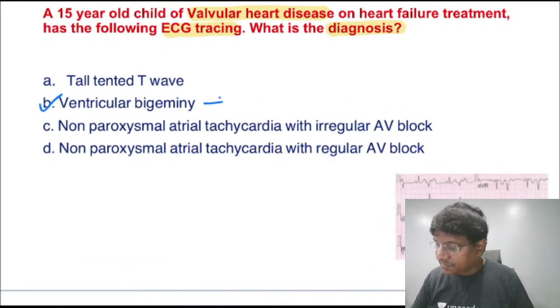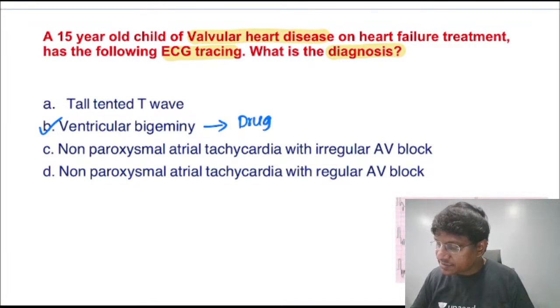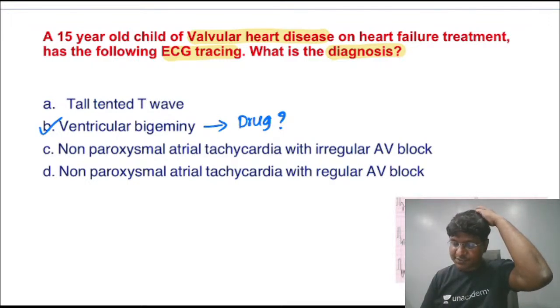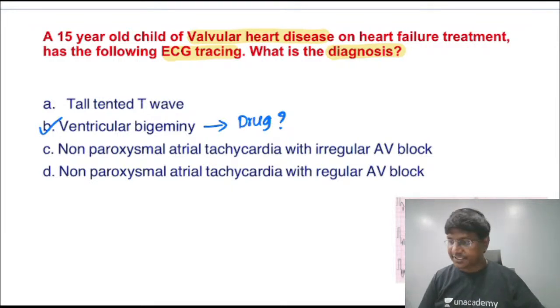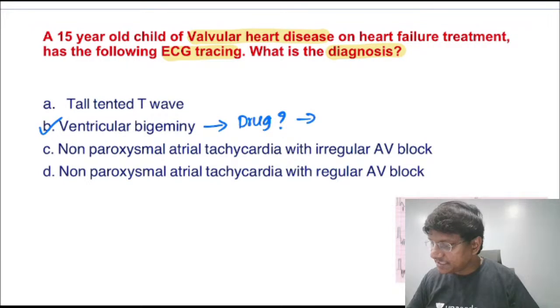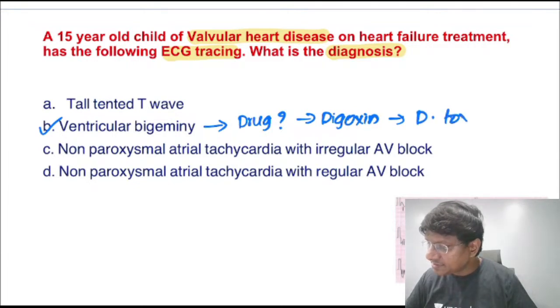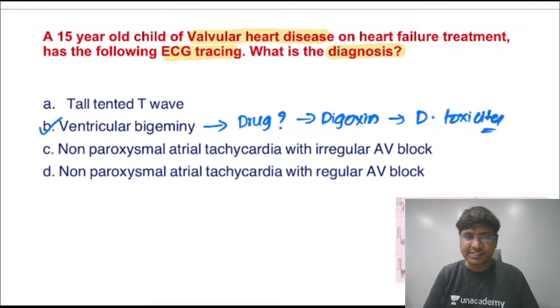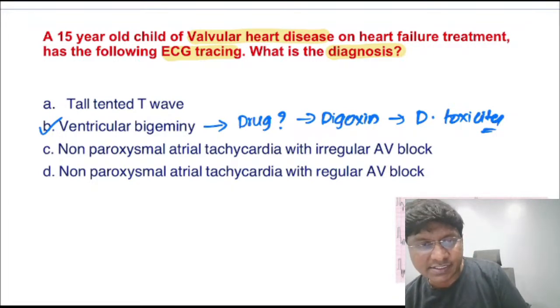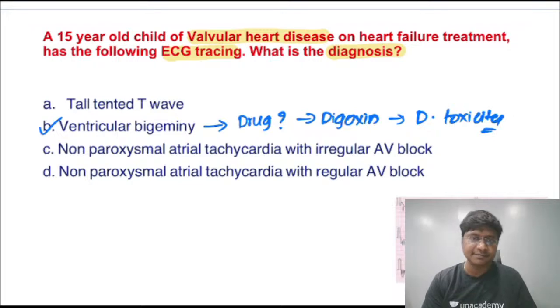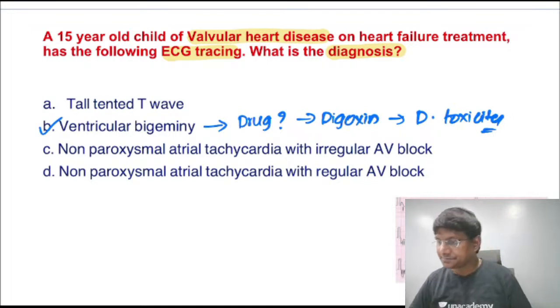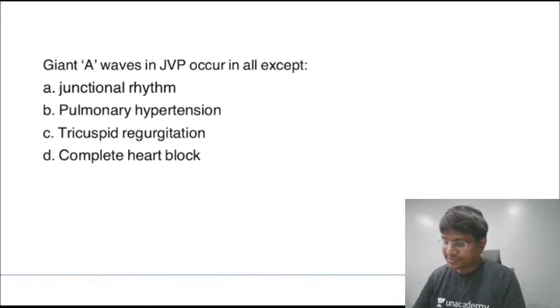Now tell me, what is the drug this patient is taking for the development of the ventricular bigeminy? Very good. So this patient is taking digoxin. The patient has developed digoxin toxicity. So that is the one which causes the ventricular bigeminy. All right. Now we'll move on to the next.